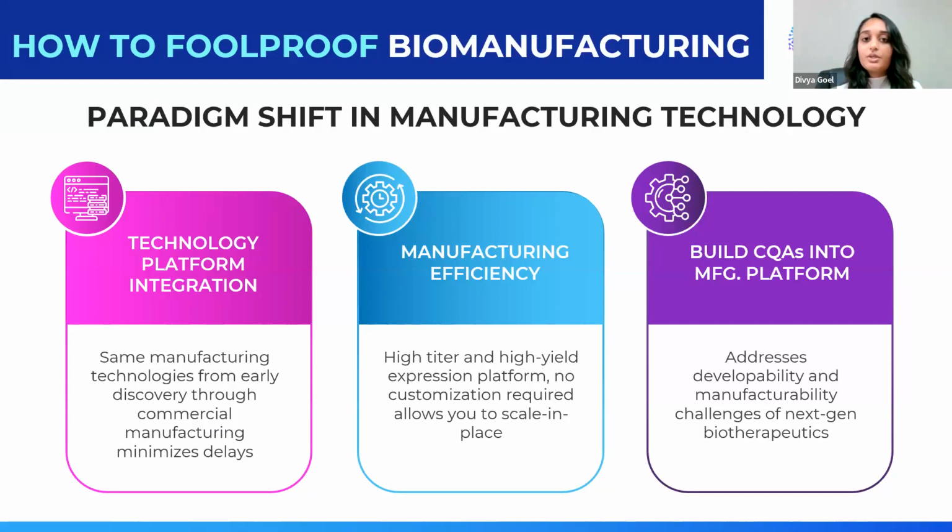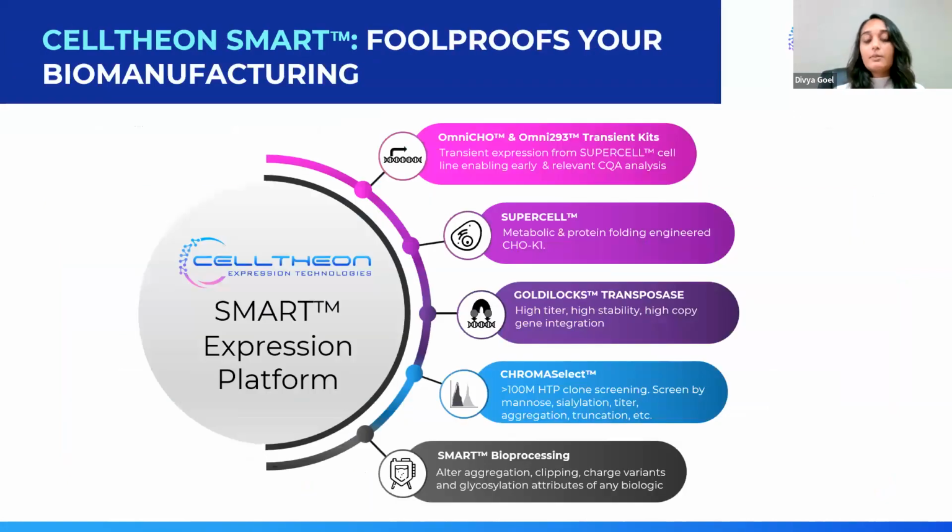There must be technology platform integration from early discovery through late stage of commercial manufacturing. There must be manufacturing efficiency. Even for complex biologics, we must obtain higher titers and better yields in the downstream. And we must be able to build in critical quality attributes, screening or optimization into the manufacturing platform to minimize the requirements for customization for each individual program, which just further extends the timelines. And our answer to that is the updates and developments we've made in the Celltheon Smart Expression platform, which I'll be talking about today in each of these individual technology components.